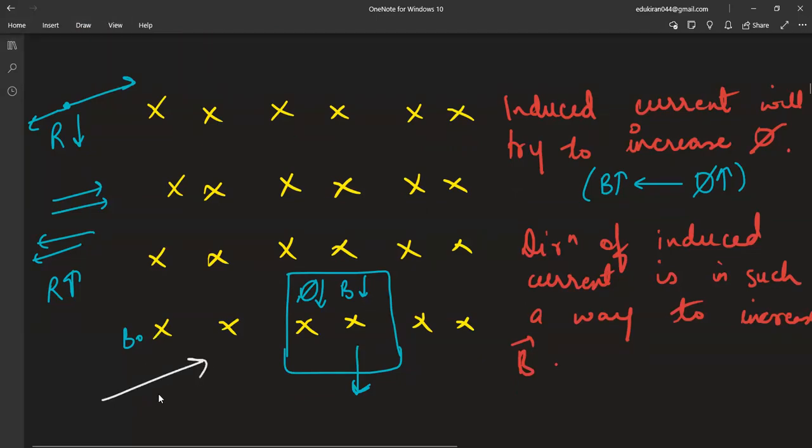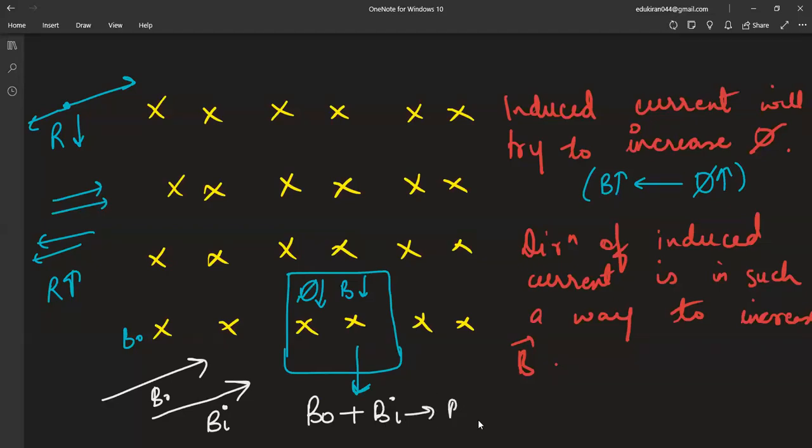If original magnetic field is going inside the page, what you can see from these crosses, this means this is inwards, right? So what should be the direction of induced magnetic field so that resultant increases, because that is what we want according to Lenz law. That is what induced current wants according to Lenz law. So direction of induced magnetic field has to be in the same direction as that of the original one. Then only the resultant will increase. Then only we can say induced plus original, this is increasing.